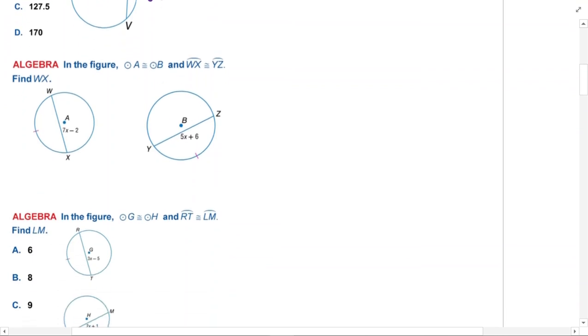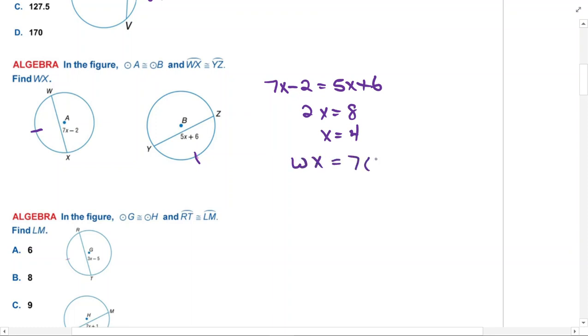In the next problem, we're told the two circles are congruent to each other. We're told that arc WX is congruent to arc YZ. So that means that the chords WX and YZ are also congruent. So we're going to solve for x first. 7x minus 2 equals 5x plus 6. So 2x equals 8 and x equals 4. We want to find WX. So plugging that in, we have 7 times 4 minus 2, which gives us 12. So WX is 12.